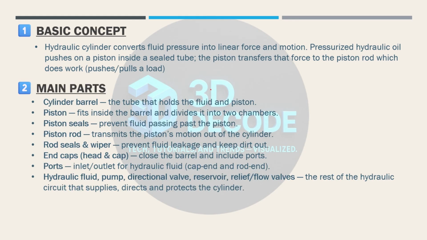Main parts. Cylinder barrel: the tube that holds the fluid. And piston: it fits inside the barrel and divides it into two chambers. Piston seals prevent fluid passing past the piston. Piston rod transmits the piston's motion out of the cylinder. Rod seals and wiper prevent fluid leakage and keep dirt out. End caps, head and cap, close the barrel and include ports.